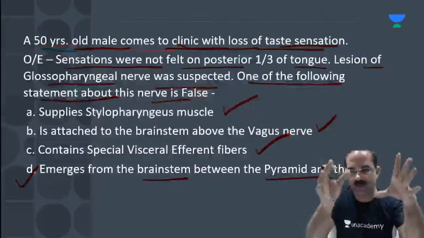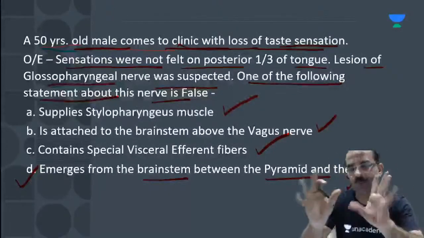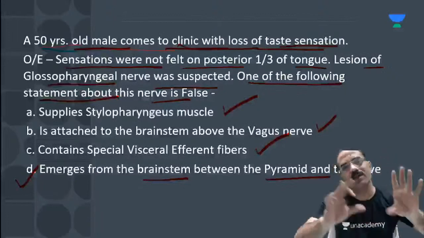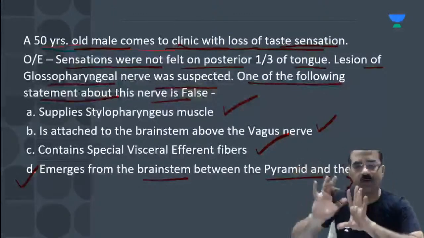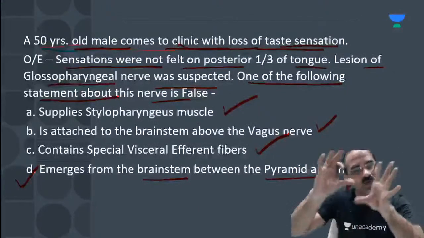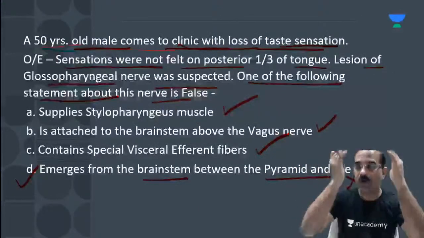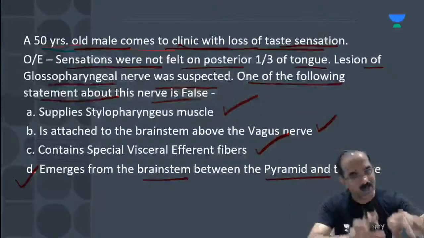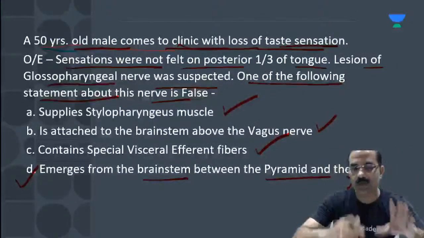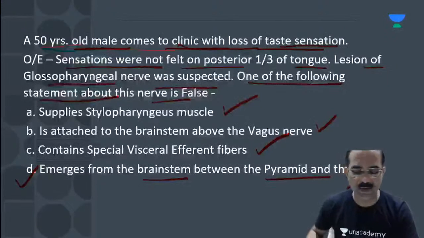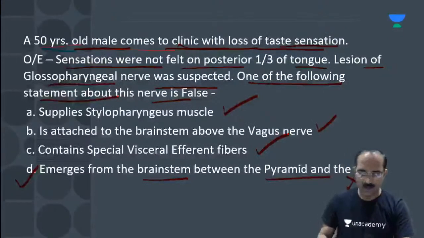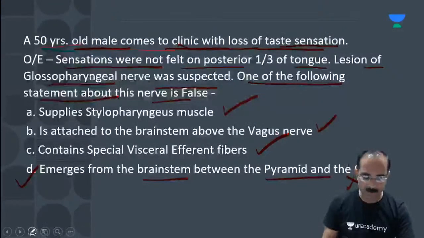So be clear about this and be clear about the functional components, like I have given an orientation about the glossopharyngeal nerve. Every nerve will have its own components. You just have to know what the nerve is going to supply. If you know that, you know the component which the nerve should have, and that component will have its own nucleus. That's how you understand it. Okay, very good. Let's come to the next MCQ.